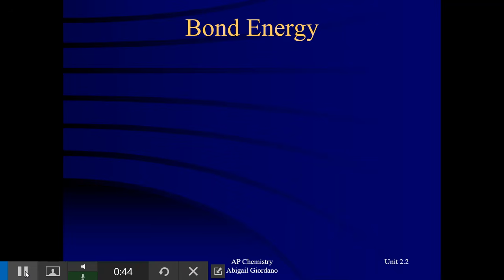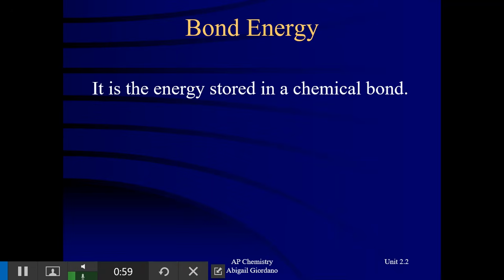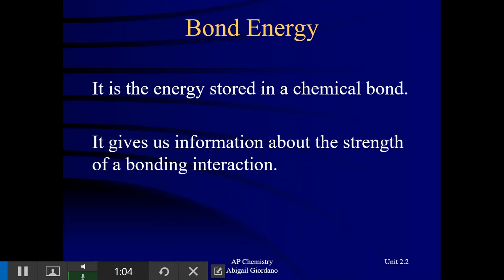So as I said, intramolecular means within a molecule. So we're going to be looking at bonds today. And the first vocabulary term that comes up in this unit is bond energy, which is exactly what it sounds like. It's the energy stored within a chemical bond, okay? And based on the number, that's going to give us information about how strong or weak that bond is. The higher the bond energy number, the stronger the bond must be.